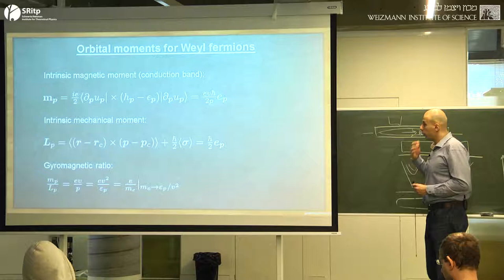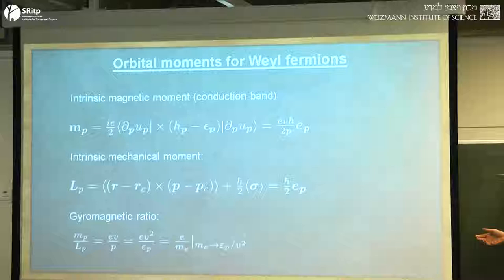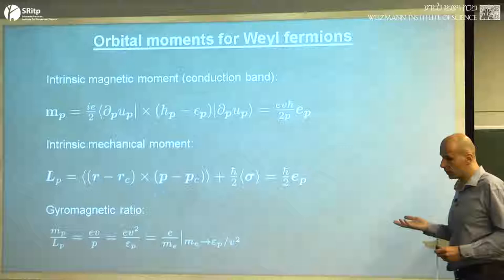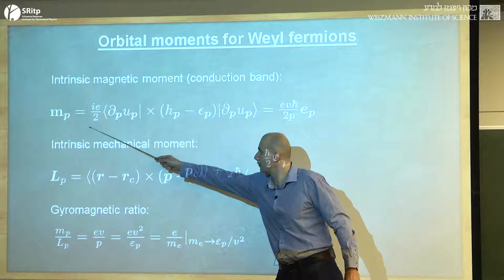Okay, so what I would like to do now is to argue that there are interesting effects that are related to these orbital moments, magnetic or otherwise, or mechanical. And in order to accomplish that, I need to give you sort of a dictionary of things. The model of choice, again, will be a single species of Weyl fermions, or many species if you want to be realistic. Okay, so you can calculate the orbital magnetic moment for such a model.